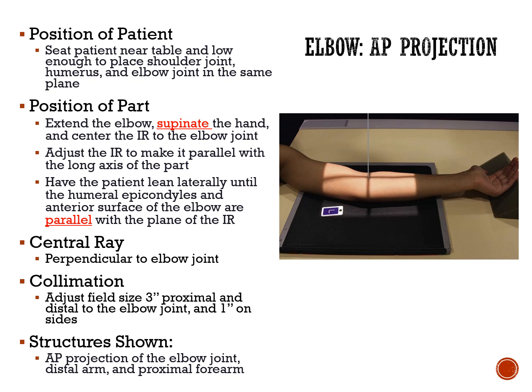We want to make sure that the image receptor is parallel with the long axis of the part, and we want to make sure that the humeral epicondyles are parallel with the plane of the image receptor. We want to center perpendicular to the elbow joint, and we want to adjust the field so we have 3 inches proximally and distally, and 1 inch on the sides in this case. So we want to see an AP projection of the elbow joint, the distal arm, and the proximal forearm.